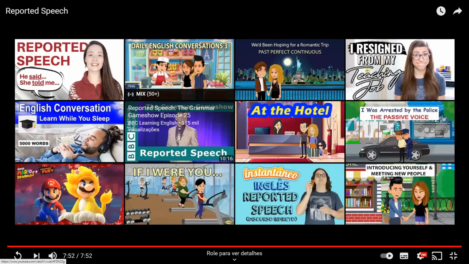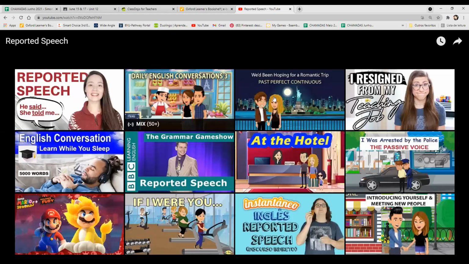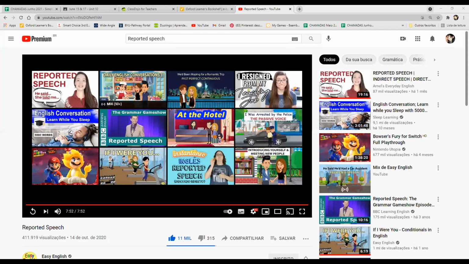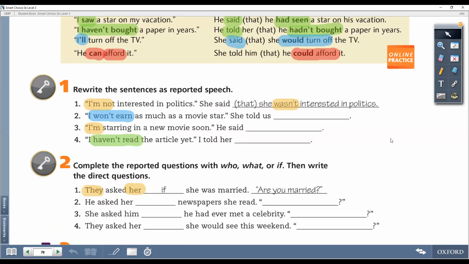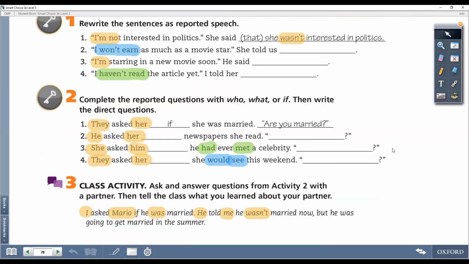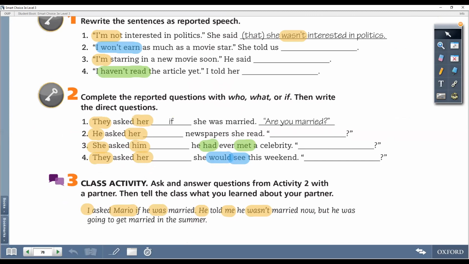Okay, guys. So that was very nice, very simple, easy to understand. Okay? So now let's do some more exercises. Let's check it out here. Let's do number 2 now. So let's move down a little bit and let's see here. Complete the reported questions with who, what, or if, and then write the direct questions.